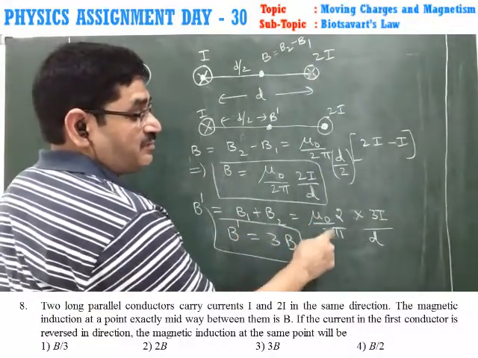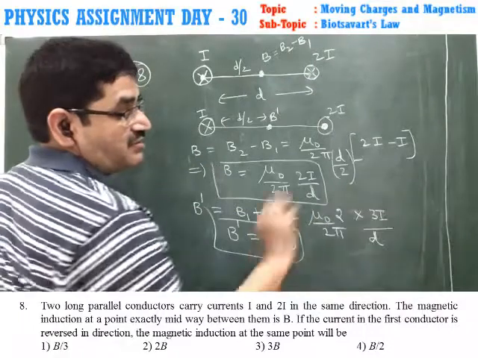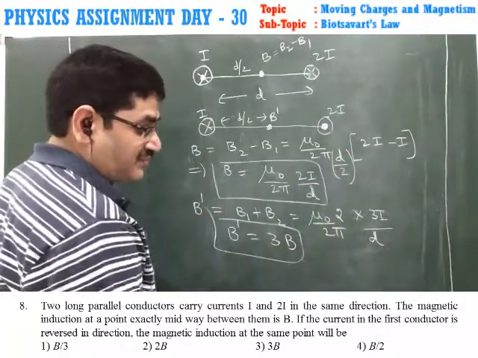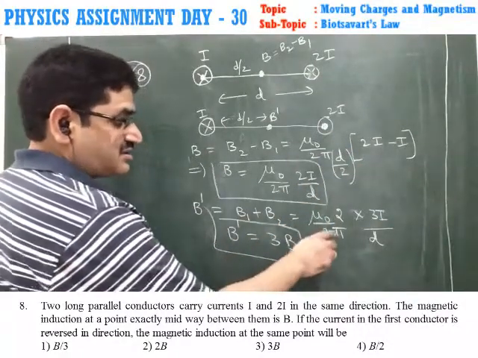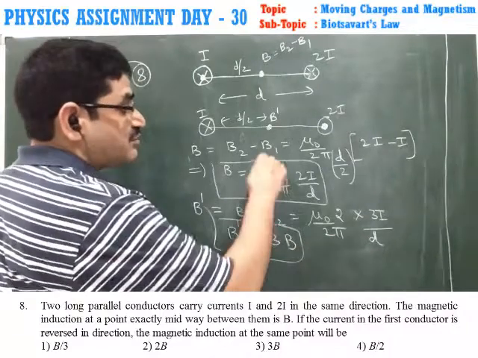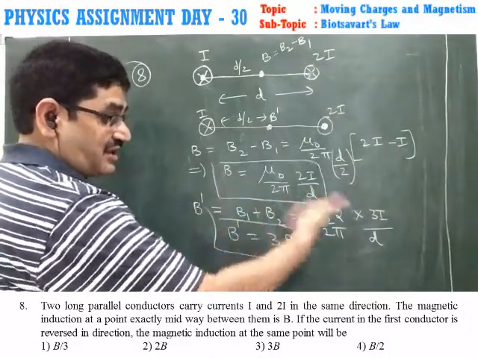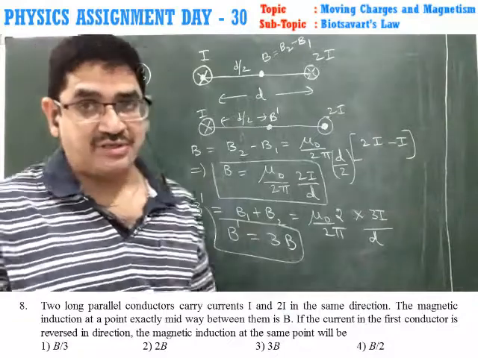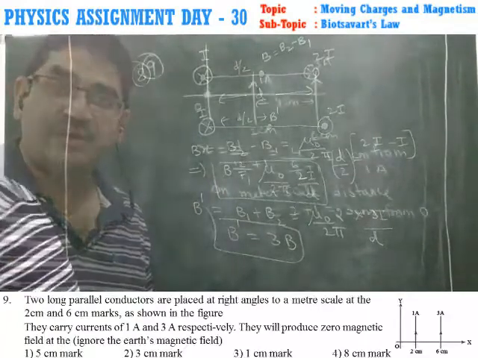When they add up, mu naught by 2 pi, 2 into 3I by D, you will get 2I plus I, 3I by D. So what you will get? This is nothing but 3 times the original first one. So B dash is equal to 3B, you will get it. This is the 9th question.